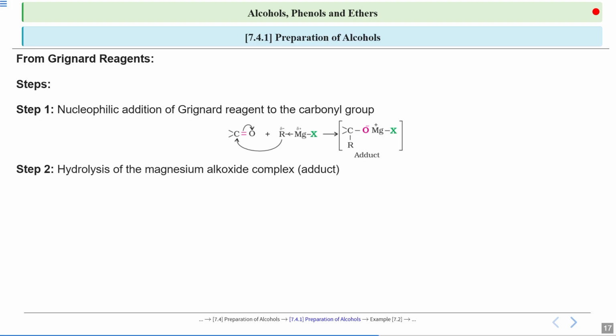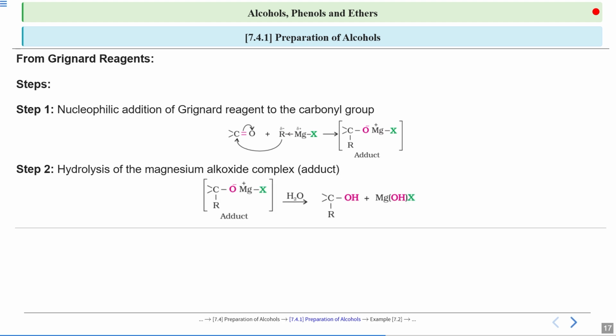Step 2 involves the adduct hydrolysis, or you can say hydrolysis of the magnesium alkoxide complex, which is actually the adduct. So you take the adduct, you do its hydrolysis, what will happen? You will get your alcohol, C-OH, and C is also forming two other bonds. It can be hydrogen, it can be R groups.